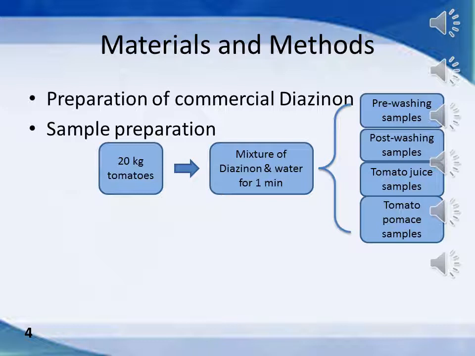After a minute of immersion, we removed them from the mixture and set them aside for an hour to let the diazinon residue penetrate into the tomatoes. Then we separated some of the tomatoes as pre-washing samples and the rest of them passed the washing process. After this stage, we chose some washed tomatoes as post-washing samples. The remaining tomatoes followed the filtration process. The result of the filtration stage was tomato juice and pomace samples.